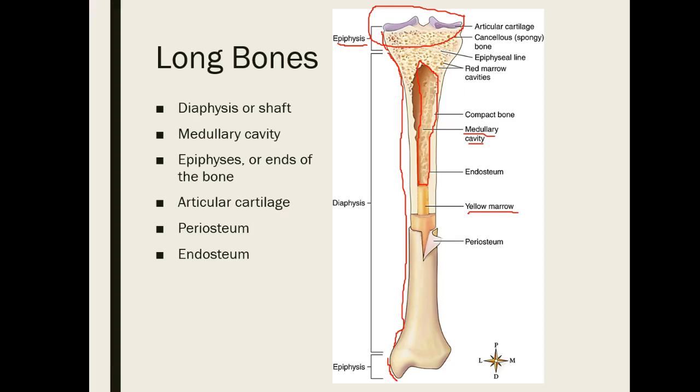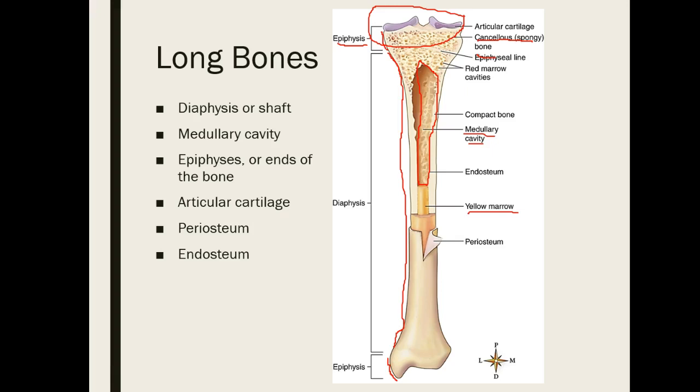The epiphyses is also made up of this spongy or cancellous bone. Inside of that is where we are going to see the red bone marrow. So keep in mind that's the area that's responsible for that red blood cell formation.